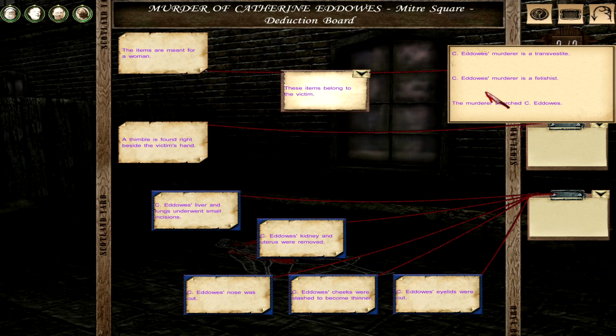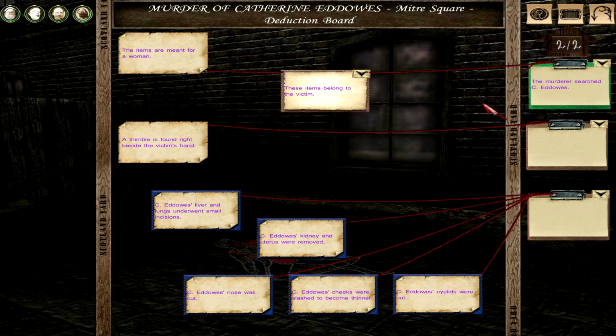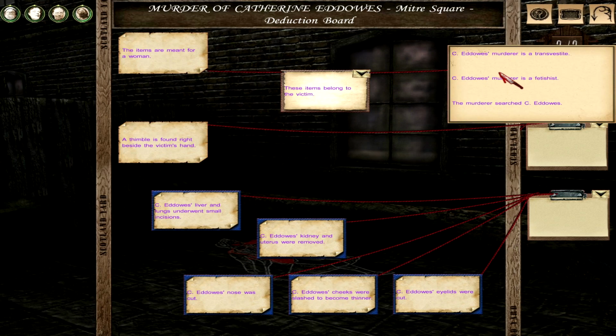What kind of choices are these? The murderer is a transvestite. The murderer is a fetishist. That's such a hard word to say. These two answers are just absolute nonsense. What has this whole thing got to do with the murderer if they were a transvestite? Or a fetishist. I mean, I don't get it. They're obviously red herrings, but fucking hell. They should have made them a bit more confusing. It's so weird.